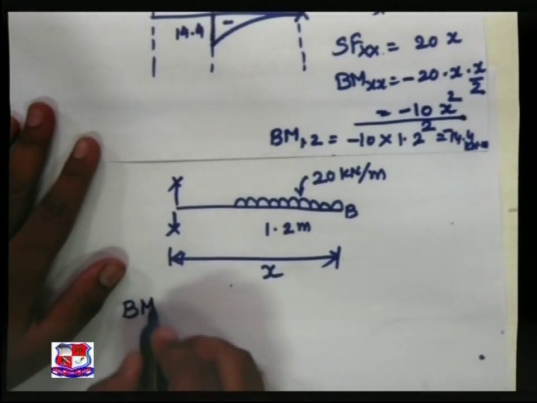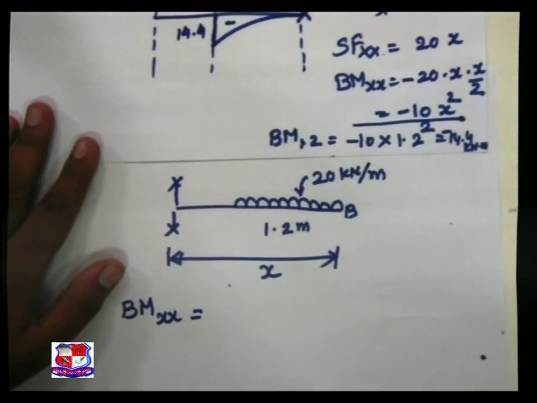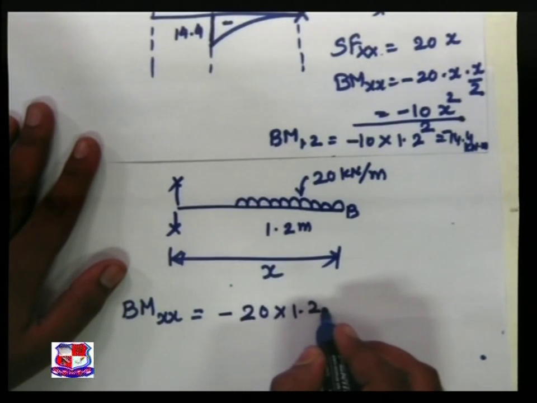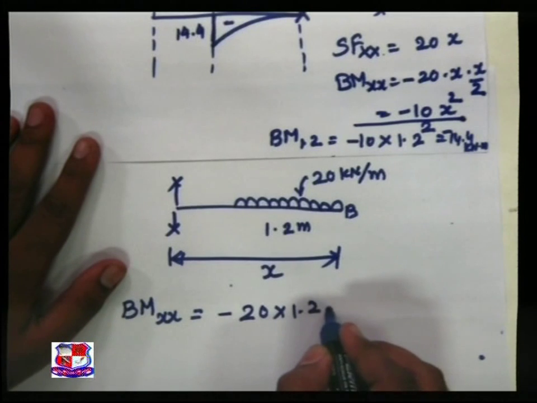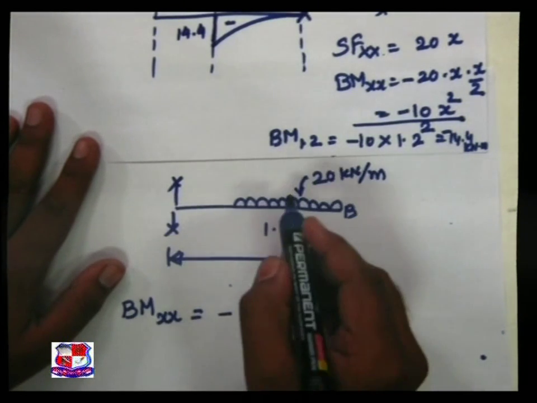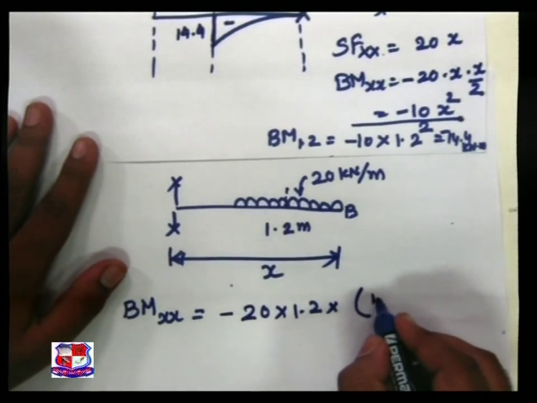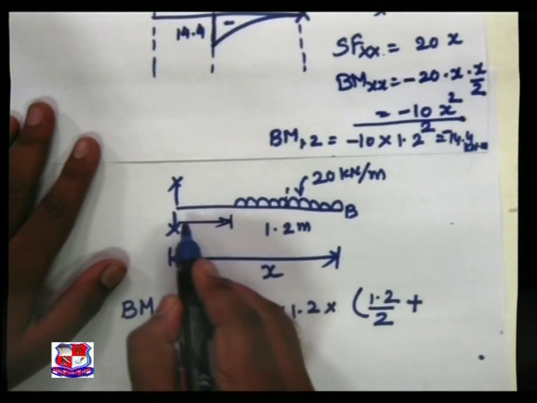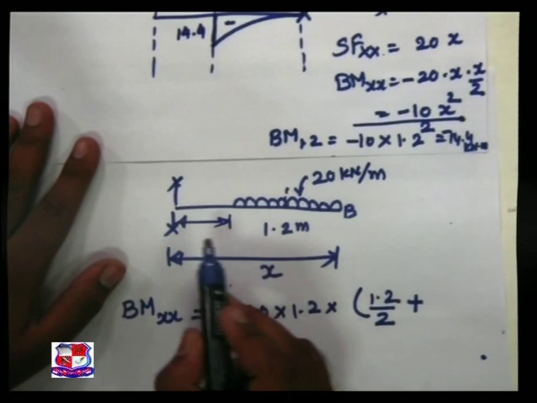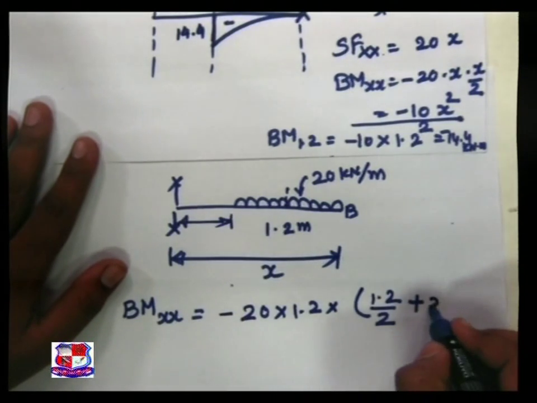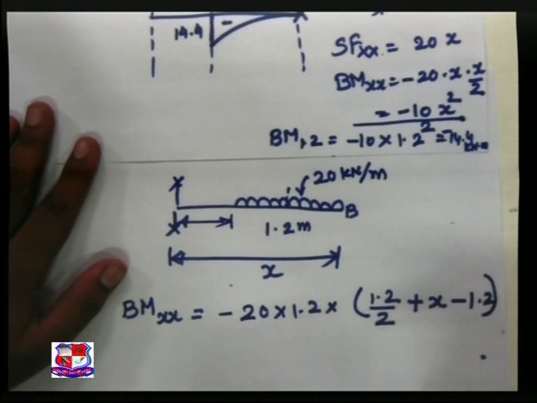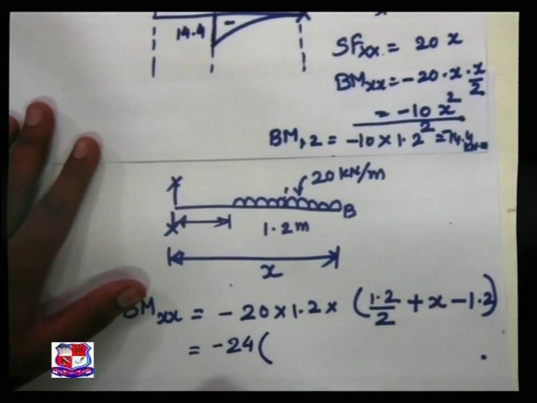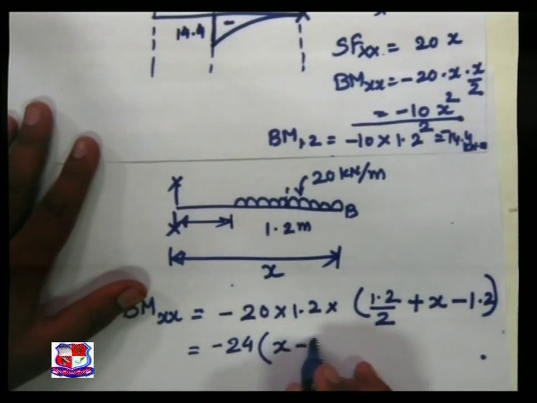Then bending moment at XX is equal to minus 20 into 1.2, which is the total load acting, into the CG distance, so 1.2 by 2 plus, I am interested in this distance, that is nothing but X minus 1.2. So we will achieve minus 24 bracket X minus 0.6.